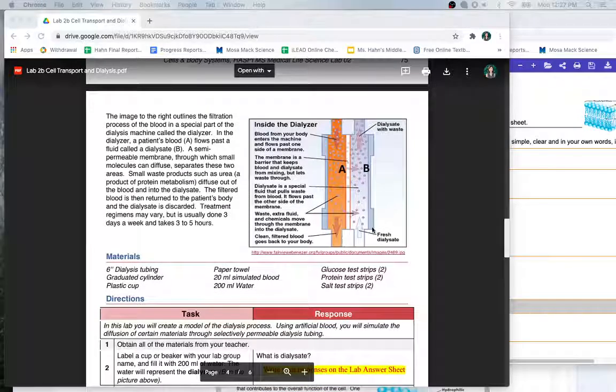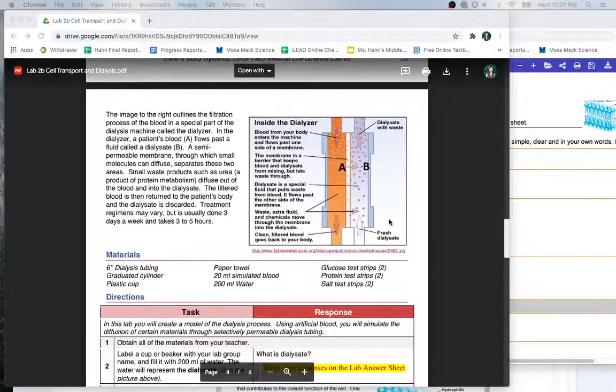This is a close-up of what's going on inside the machine. Here's your blood coming through, and then there is something called dialysate, which is flowing on the other side of your blood, and there's a membrane between them where the waste will move from high concentration out of your blood into a low concentration of the dialysate. So it's actually using the property of diffusion to get rid of the waste out of your blood.